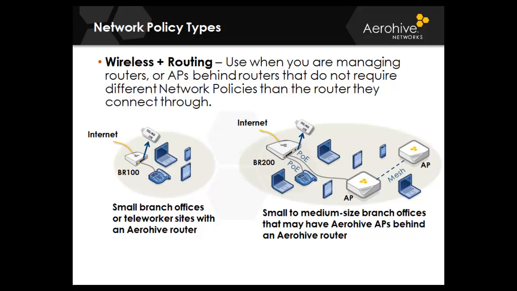Next, a wireless plus routing network policy is selected if you want to configure AeroHive routers or a mix of AeroHive APs and routers at multiple sites. The wireless plus routing network policy provides a unified interface for wireless LAN, wired LAN, and IPsec VPN settings. For example, a wireless plus routing network policy is used if you have a few to 1,000 or more teleworker sites, each with a single AeroHive router, or for larger offices that have an AeroHive router with AeroHive APs behind them, both of which may need to provide secure access to a corporate network through a secure IPsec VPN.